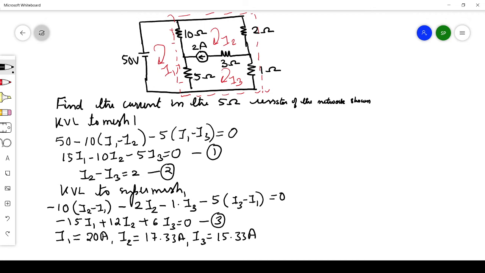So for the 5 ohm resistor, if you observe this network, we can see that through the 5 ohm both I1 and I3 are flowing in opposite directions. So the current through 5 ohm, I can write as I5 ohm is equal to I1 minus I3, and we know the values for I1 and I3, that is 20 minus 15.33. So we'll get 4.67 amperes. So this is the current flowing through this 5 ohm resistor. So this is how we solve the problem.